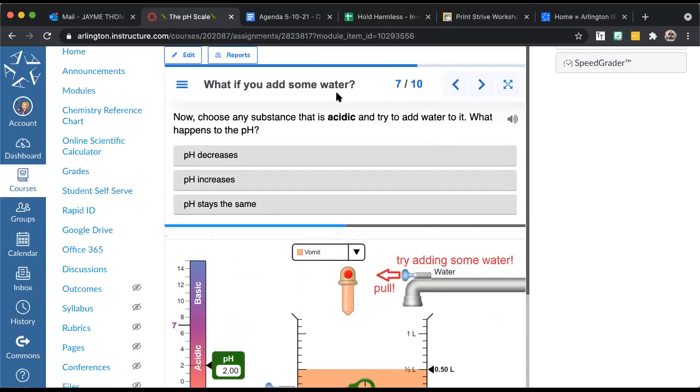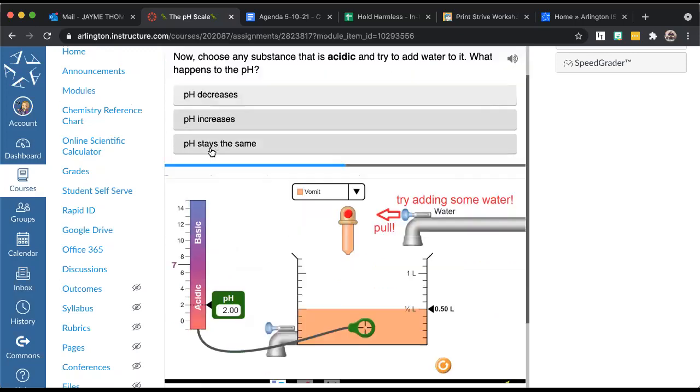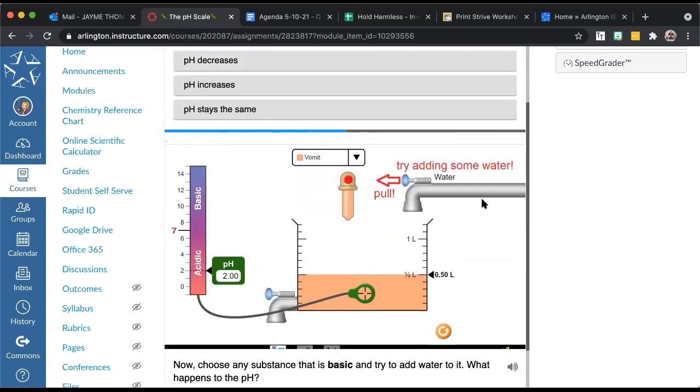Now this last part's going to talk about, like I said, what happens if you add water. So it says choose any substance that is acidic. So you can pick whichever one you want, and then try to add water to it. And you're going to observe what happens. So you're going to pick a substance that's acidic, and then you'll pull this little plug and you'll see the faucet will turn on. There'll be water coming in and the volume will rise up.